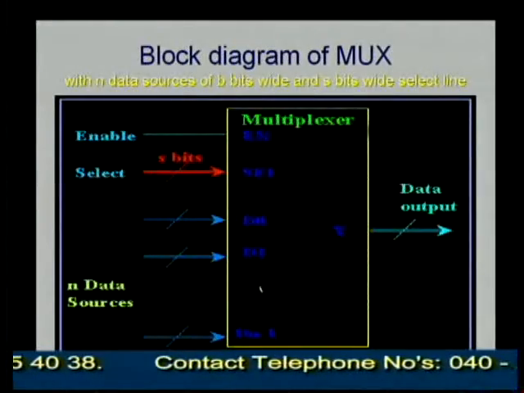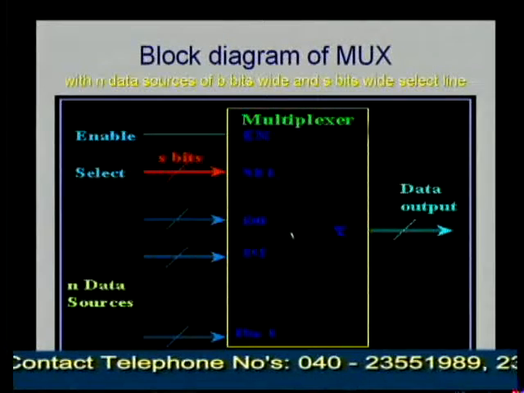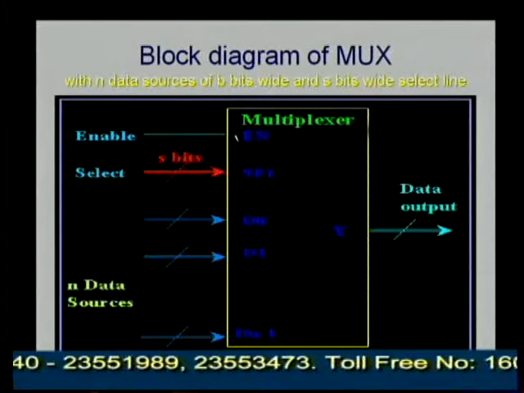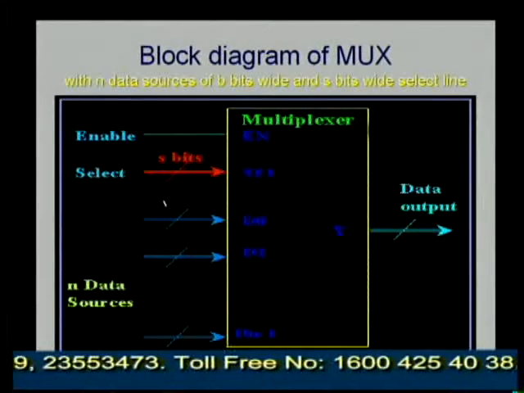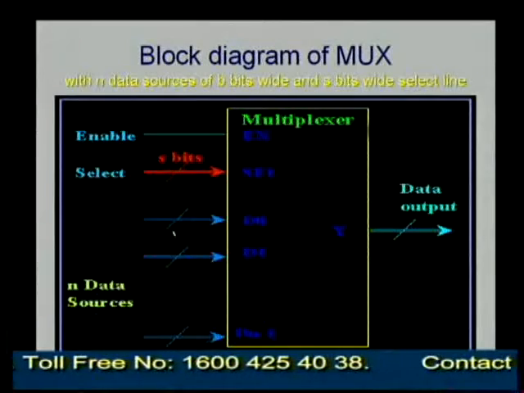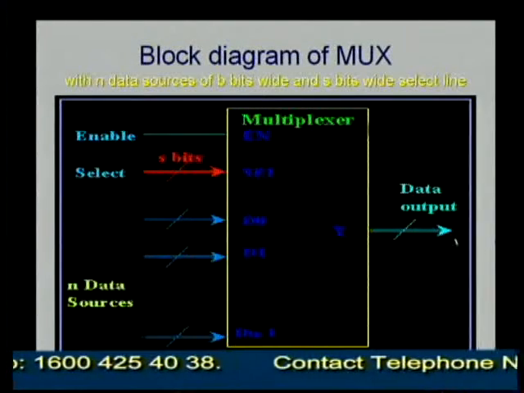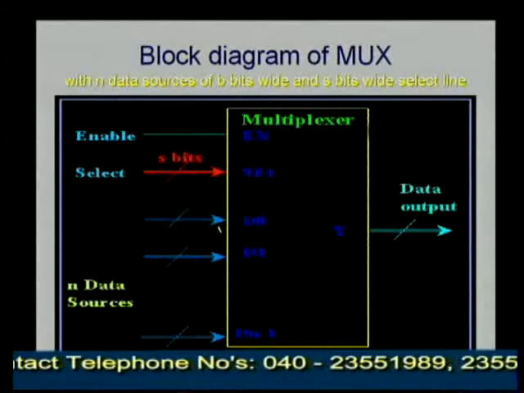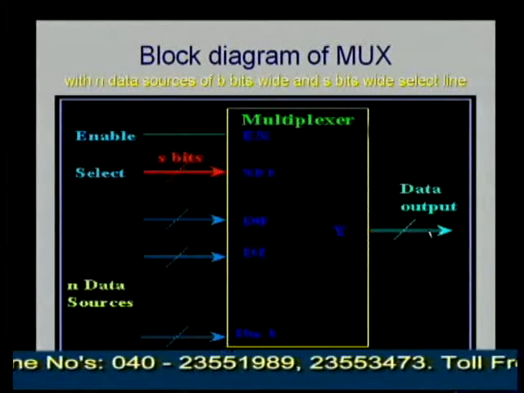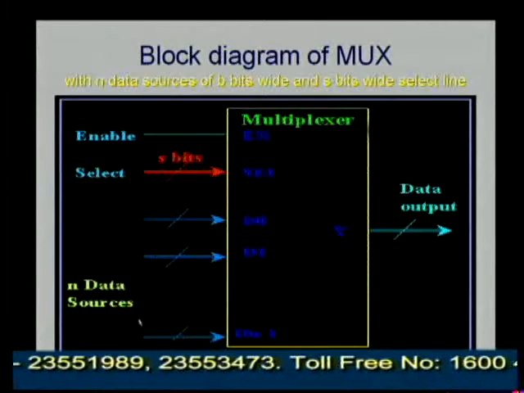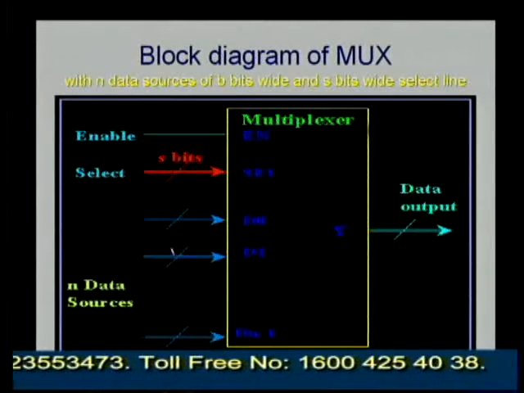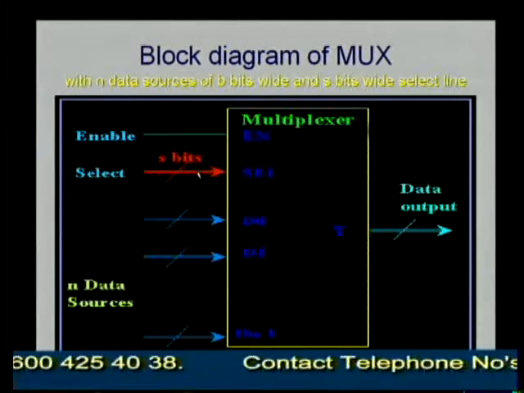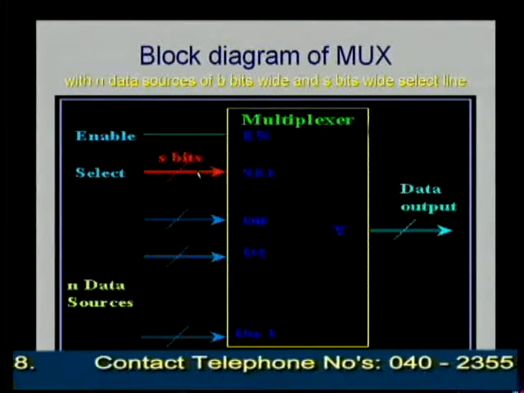Now we see the block diagram of the multiplexer. It has one enable input. This should be activated so that the output is valid, and you can see n data sources and one data output. One of these input data has to be connected to the output data. Which one has to be connected to the output? That depends on the code present at the select lines.